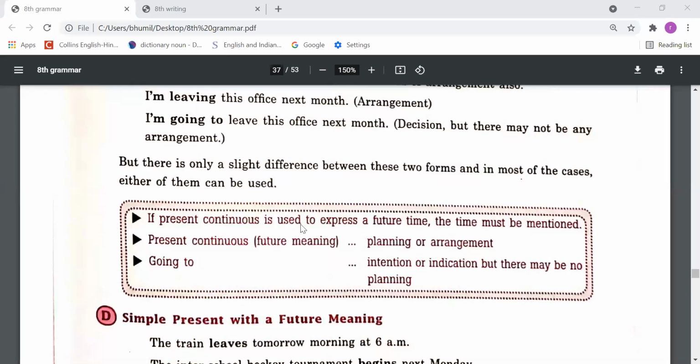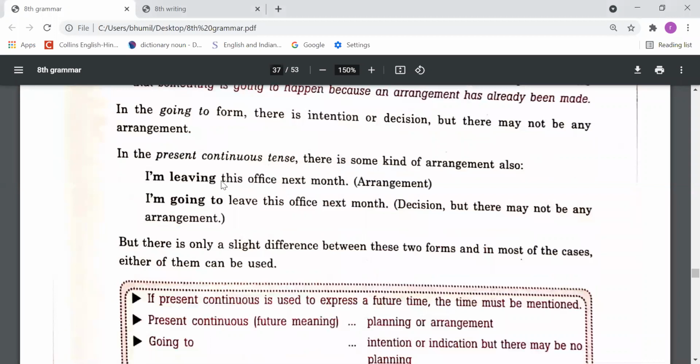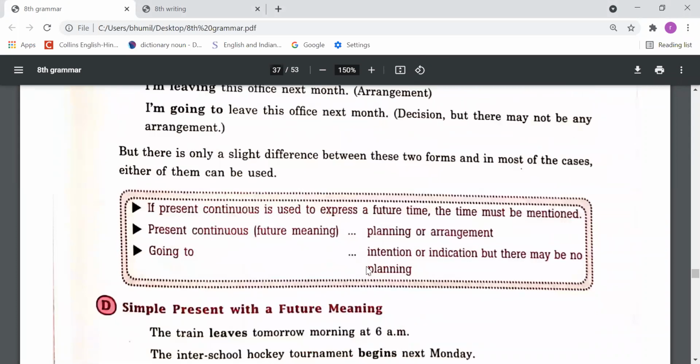If present continuous is used to express a future time, the time must be mentioned. If you want to use the present continuous tense for future actions, one thing we should remember is that we should include the time. You can see that I am leaving this office next month, so the future time has been written here. By this we can understand that we are talking about the future. Going to shows intention or indication, but there may be no planning. So when there is an intention, an indication we will do something, but planning is not there, for that sense we can use going to.